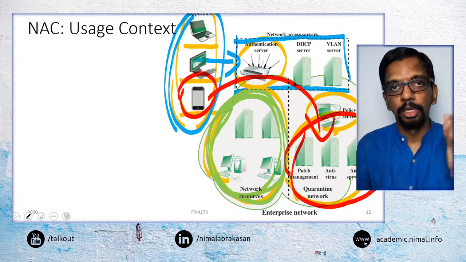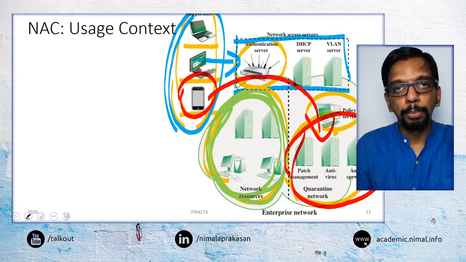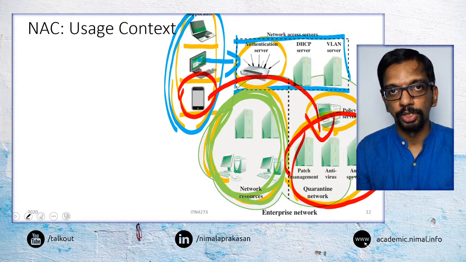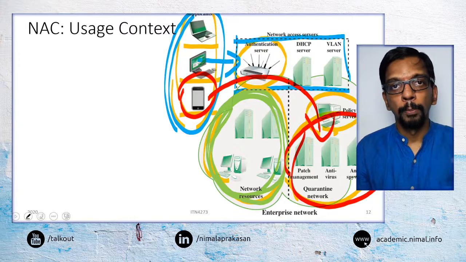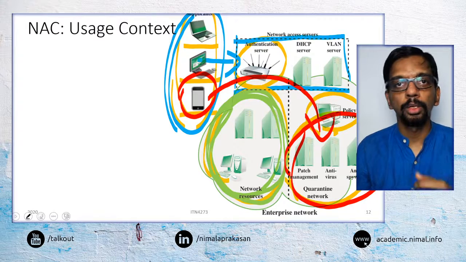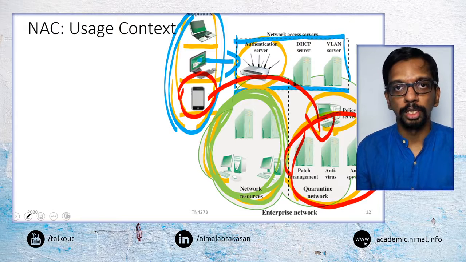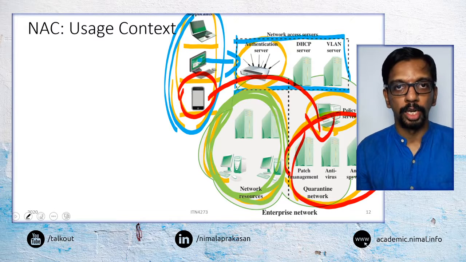Say, for example, there is a computer on the network and it doesn't have the up-to-date antivirus or any software patch installed. So we cannot put that into the main network, but we should still allow it to connect to the update server, or the patch server, or the antivirus server, so it can update itself and then be connected to the main network.